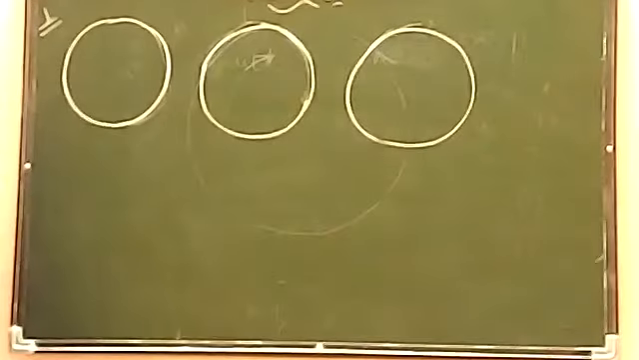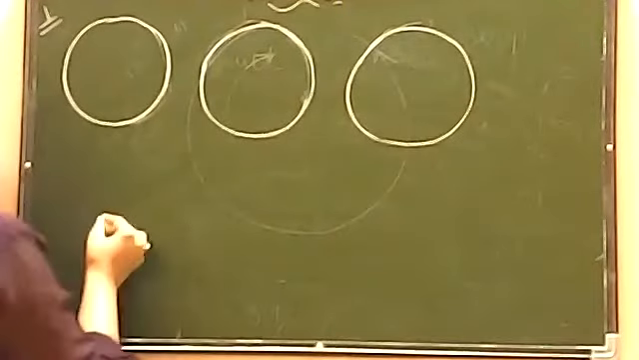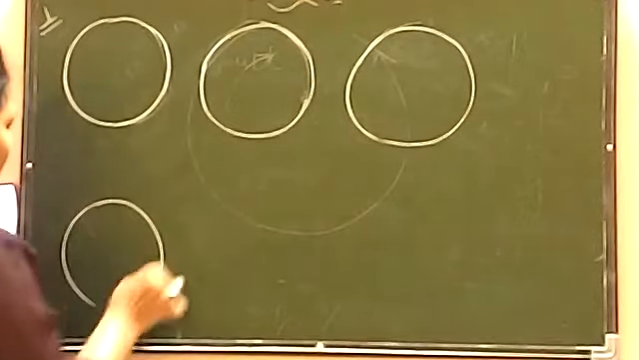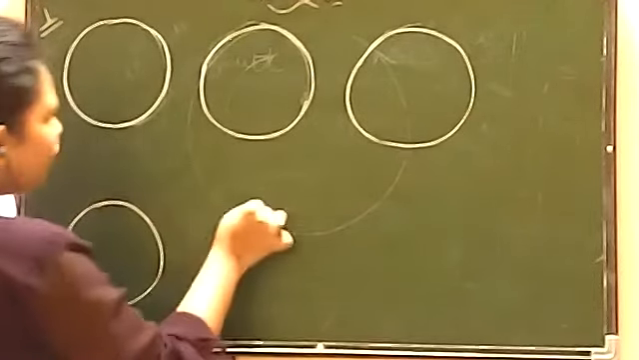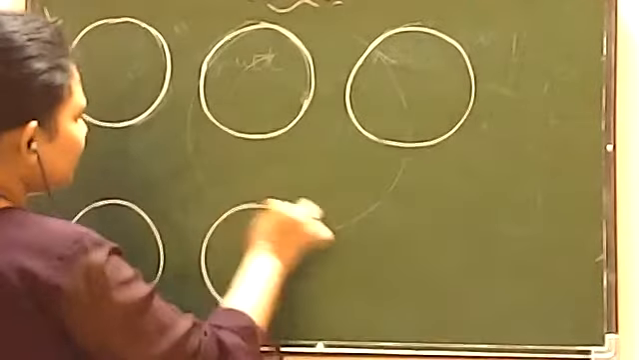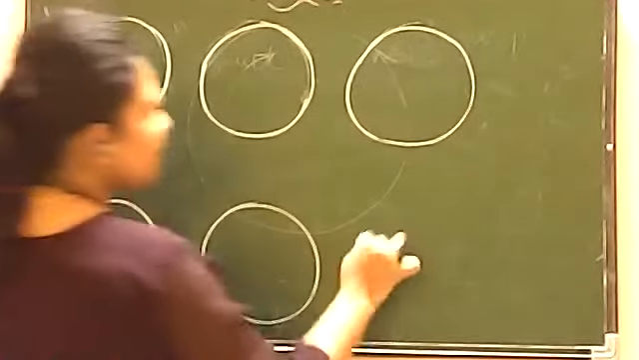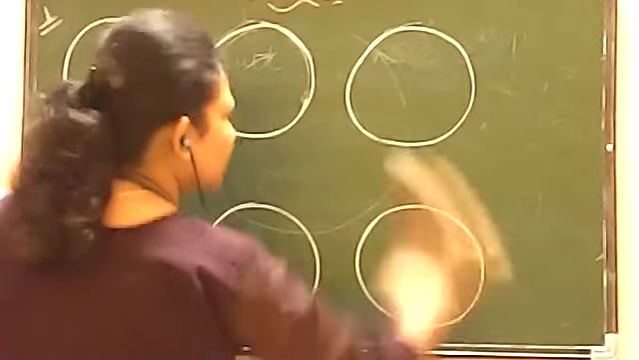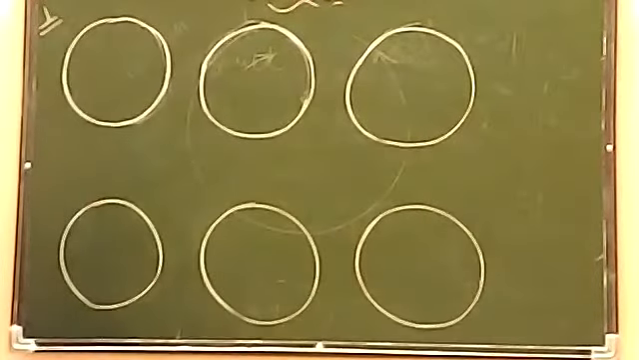This is the third one. Now the fourth one I am making. Now the fifth one I am making. And this is now the sixth one. Now students, observe how to make a clock very easily.